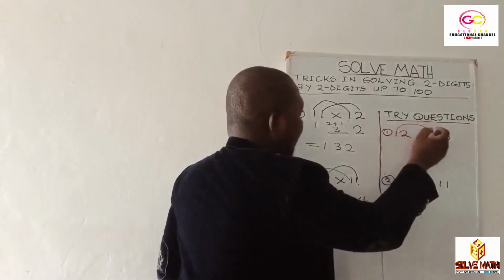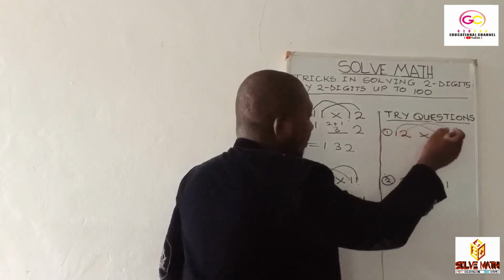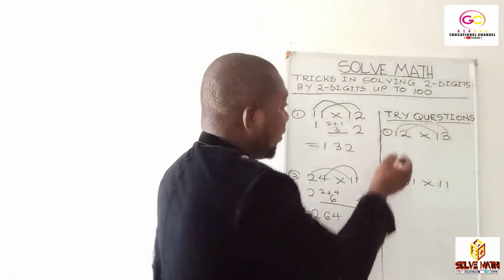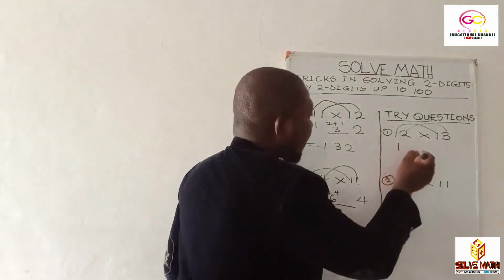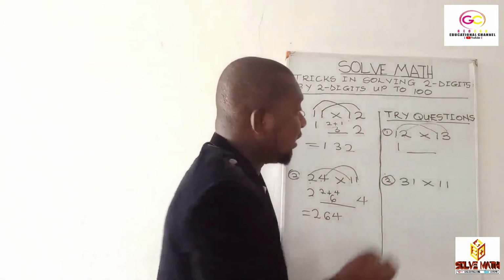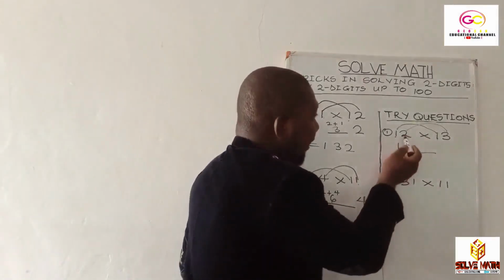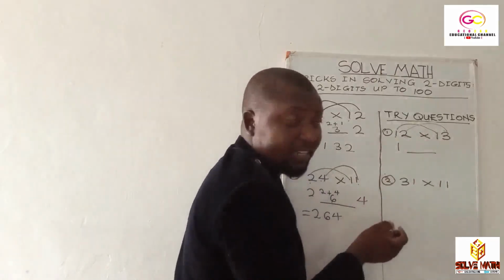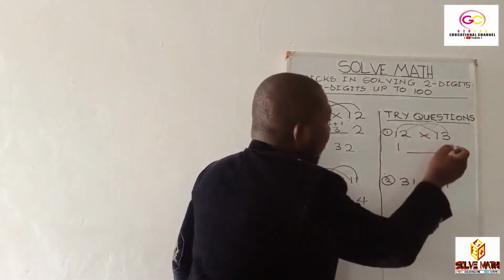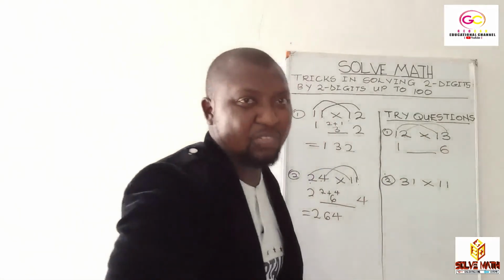First digit multiplying first digit, second digit multiplying second digit. So 1 times 1 will give us what? 1. Leave a space, right? Now, 2 is the second digit here, and 3 is the second digit here. So 2 times 3 will give us 6. We are not done, right?